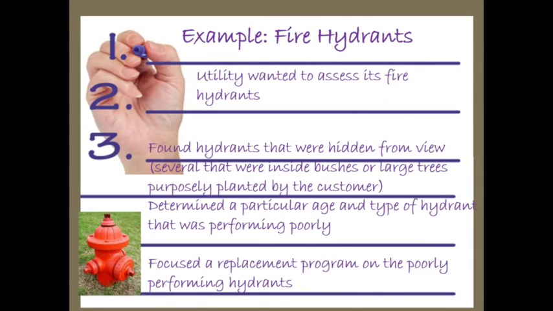So it was a really big issue for the utility to go out and find the hydrants, locate all of them, address these issues where the fire hydrants were hidden from view, and also examine how each of the fire hydrants was working. They were looking at particular ages and types of hydrants and how they were performing, and they were able to identify one particular type and age that was performing poorly and focus their replacement program on just those poorly performing hydrants. So rather than having to replace all of the system's hydrants, they're only going to have to replace a select few, and they'll have a much better performing system.